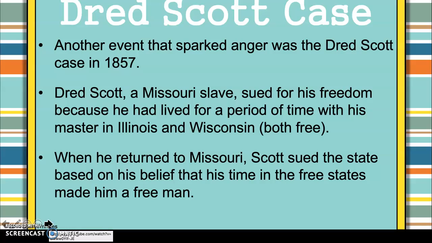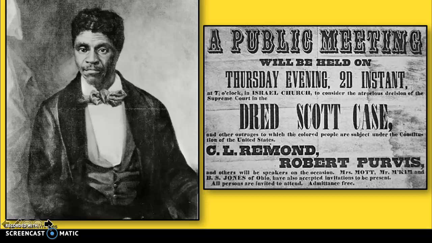Okay, so another event that took place is the Dred Scott case in 1857. Dred Scott is a slave in Missouri. He sued for his freedom from his master because he lived for a period of time in Illinois and Wisconsin, which are both free states. When he returns to Missouri, he sues the state on the belief that his time in the free states made him a free man. Here's Dred Scott right here.